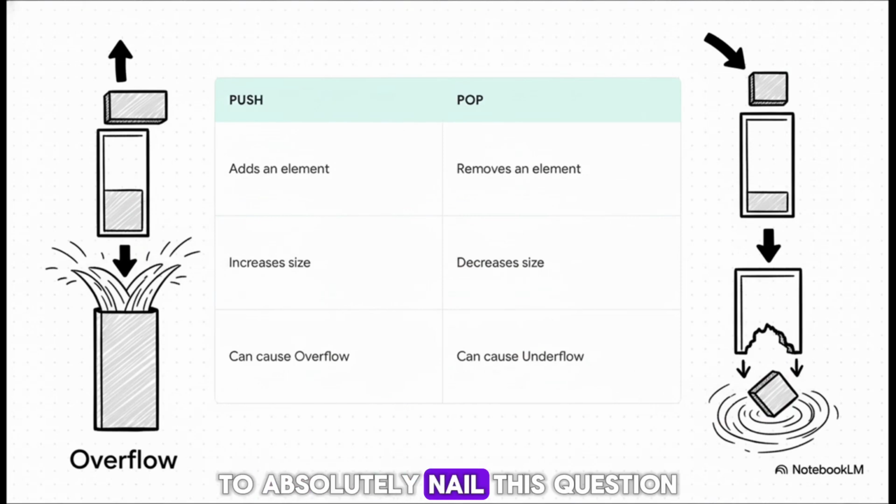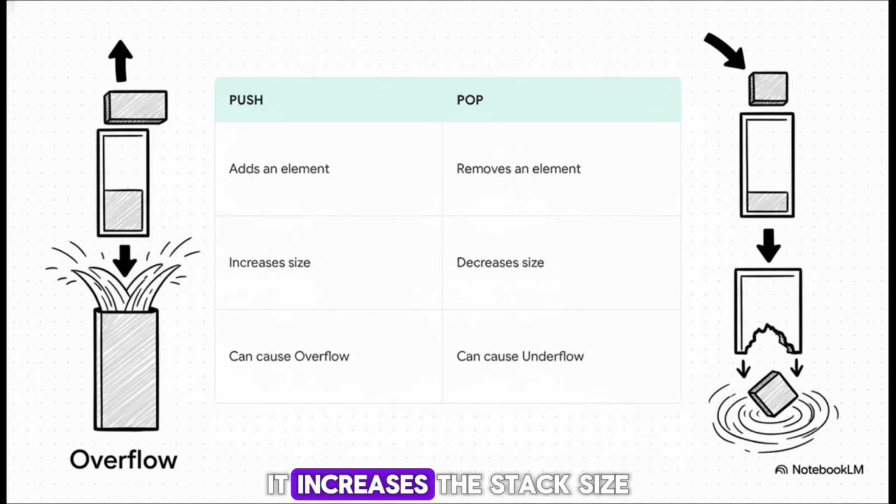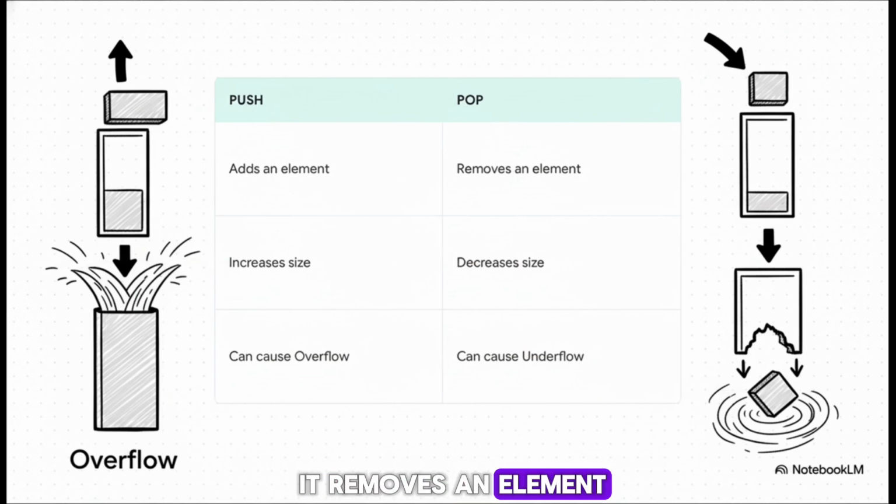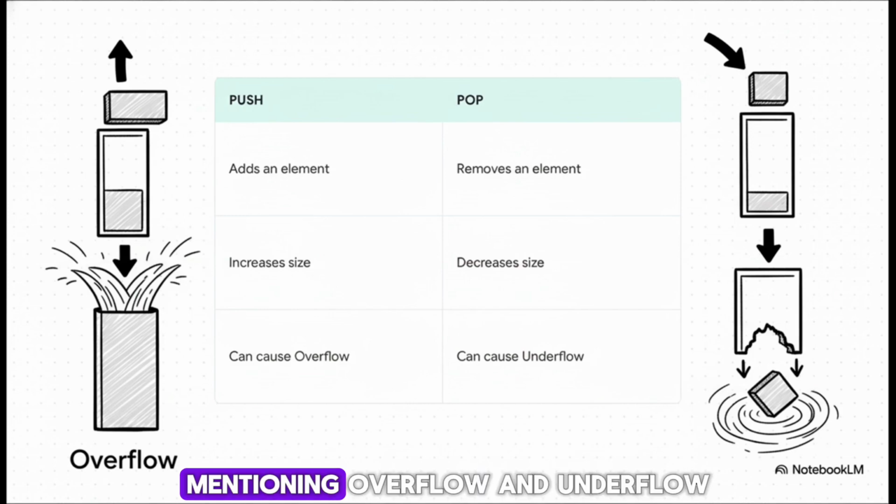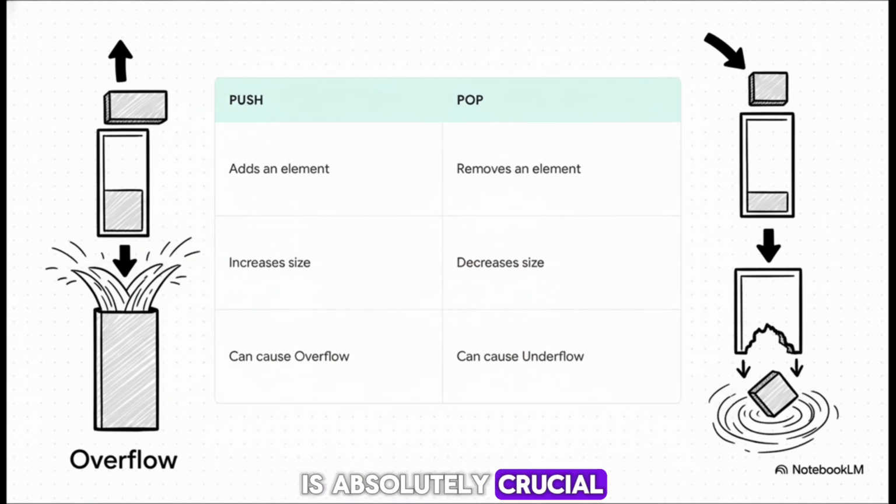To absolutely nail this question, you want to structure your answer just like this table. For push, you need to say that it adds an element, it increases the stack size, and it can lead to an overflow error if the stack is already full. For pop, you say it removes an element, decreases the size, and here's the money point, it can cause an underflow error if you try to pop from an empty stack. Mentioning overflow and underflow is absolutely crucial.